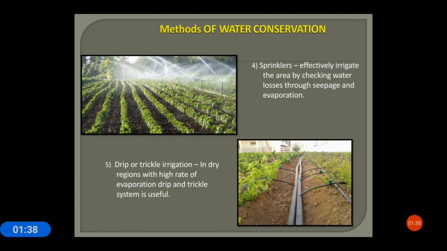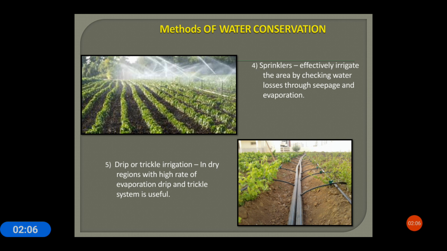Fifth one, drip or trickle irrigation. In dry regions with a high rate of evaporation, the drip and trickle system is useful. Students, in Marathi we call it Thibak Sinchan. You can see the pipes laid down in the field, and those pipes have small holes. From those small holes, water drips near the plants.